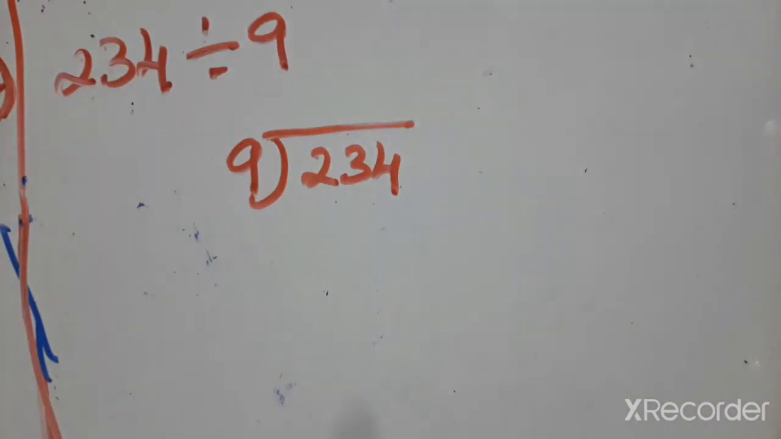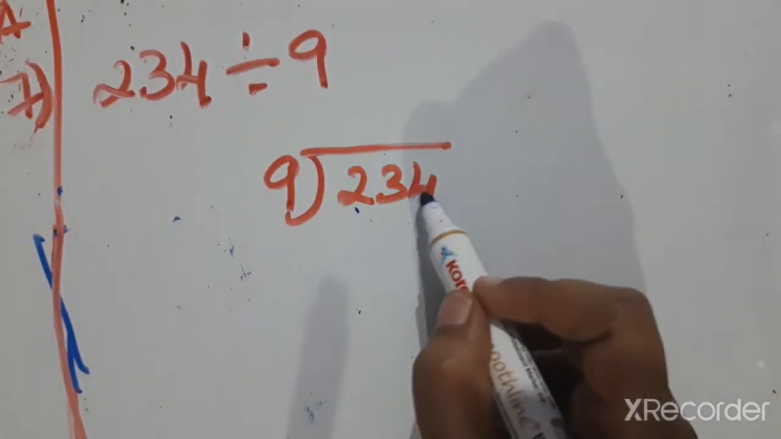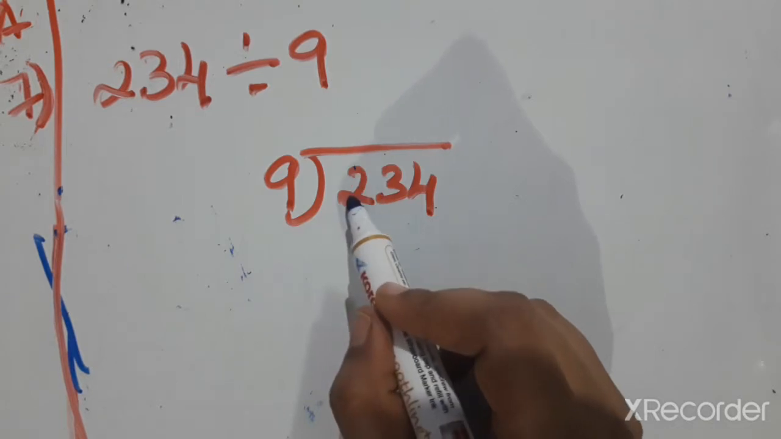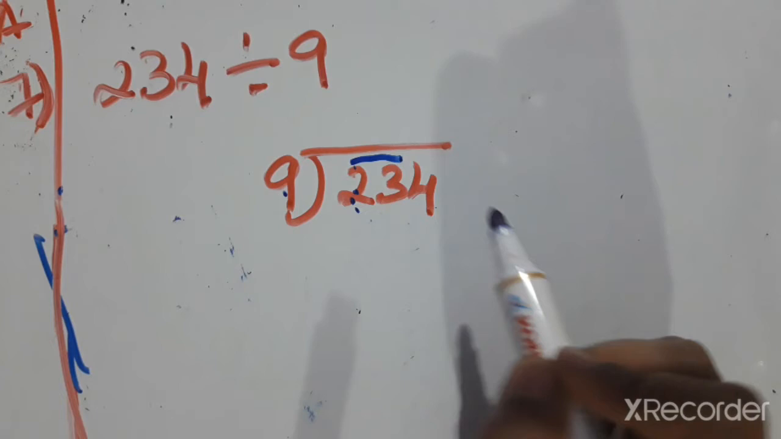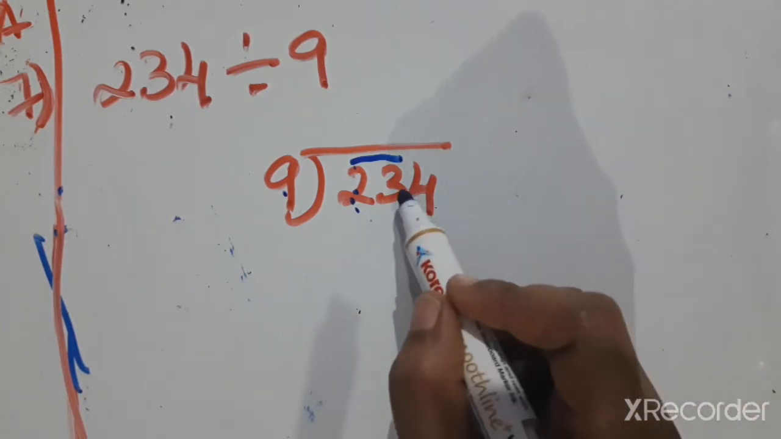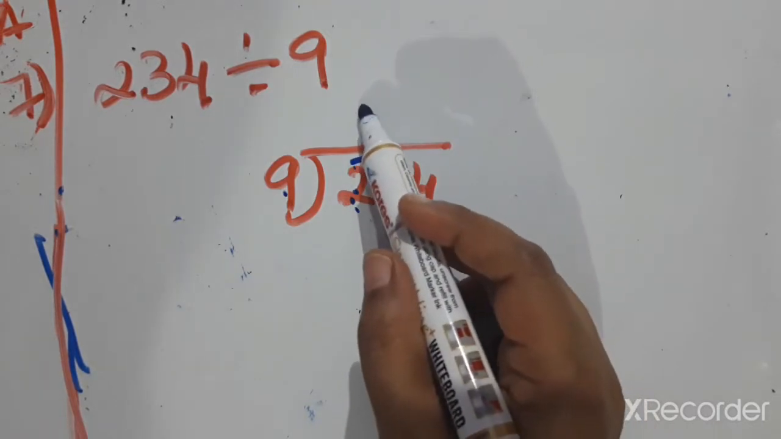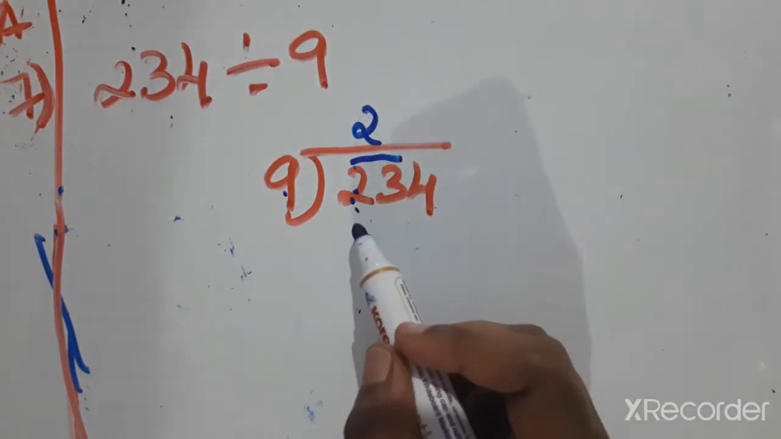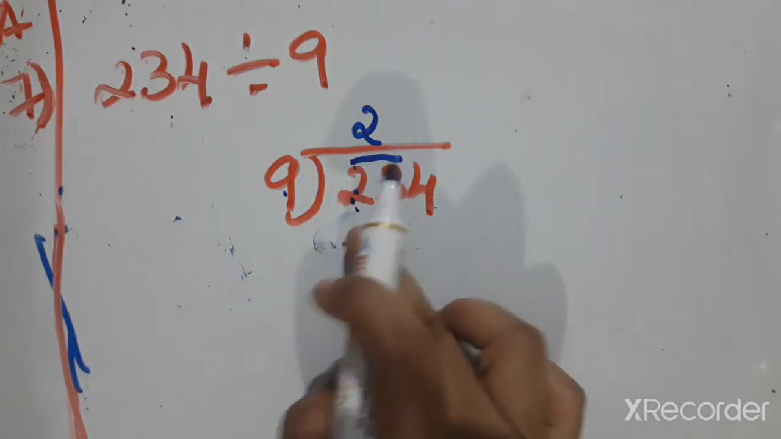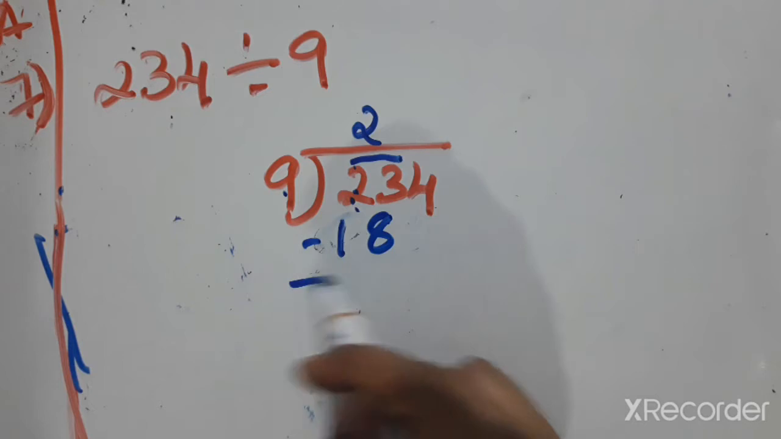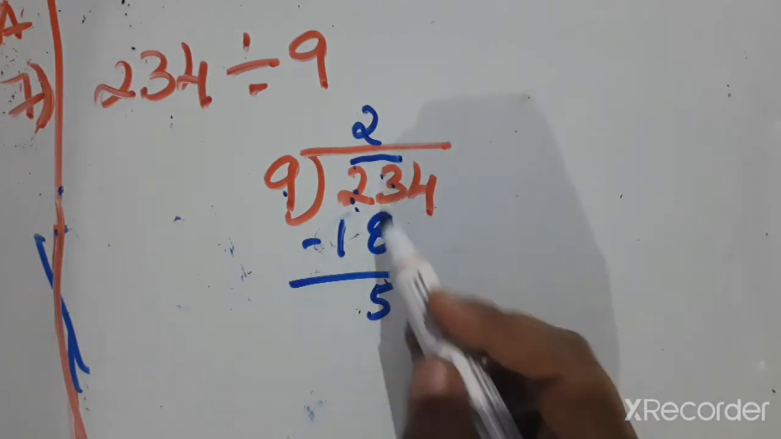Now next is the seventh one, 234 divided by 9. So 9 is the divisor, 234 is the dividend. Whether we can consider 2? No, because 2 is less than this number 9, so we have to take a two-digit number, 23. 9 how much is nearer to 23? 9 twos are 18, 9 threes are 27. 9 twos are 18 is the nearer one. Minus means 23 minus 18 is 5.